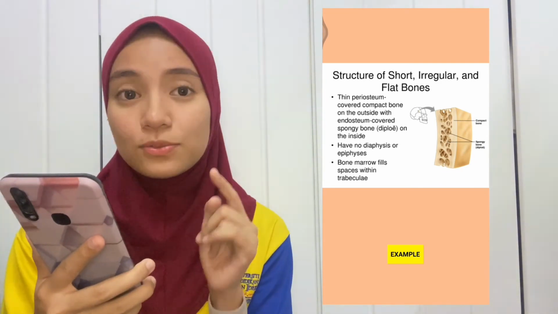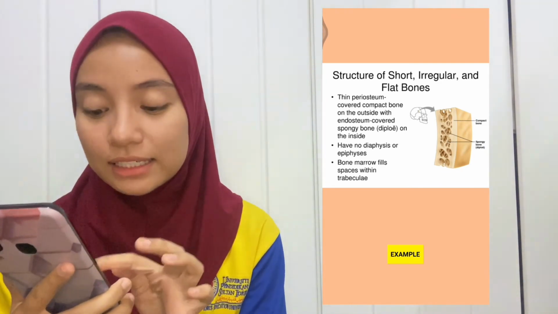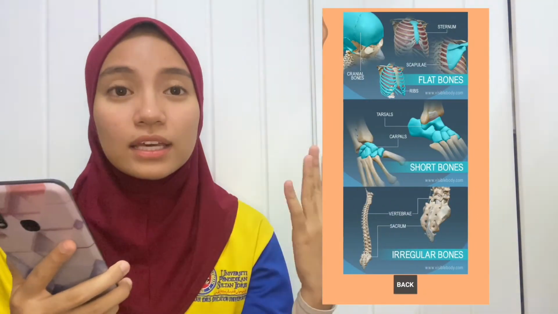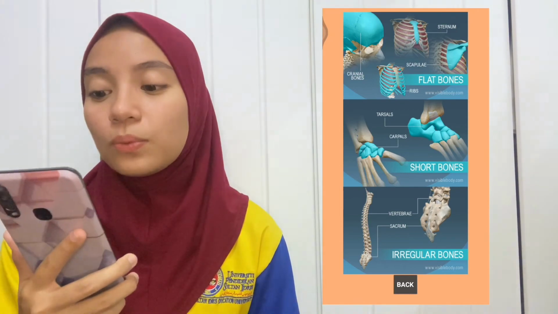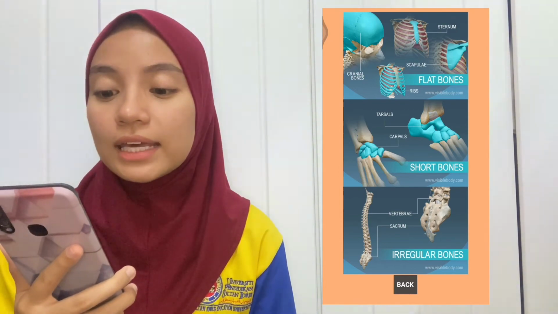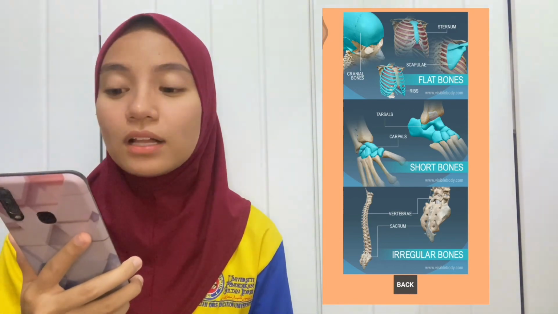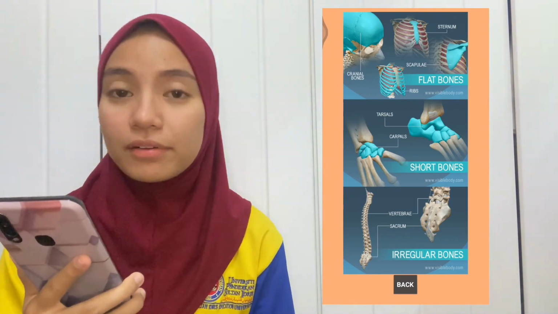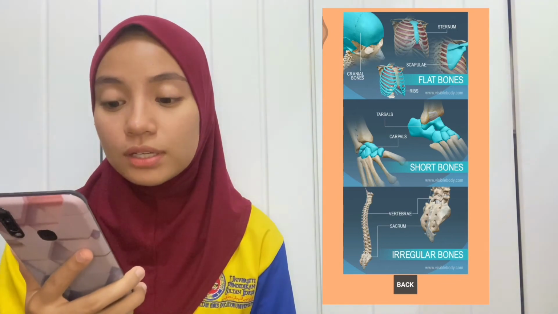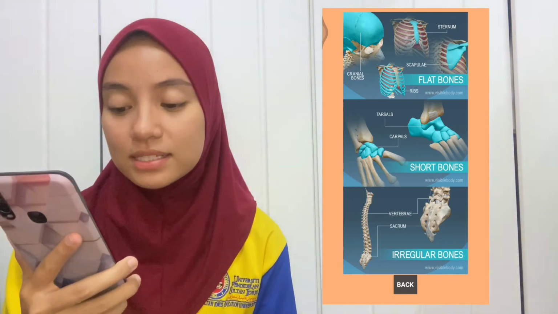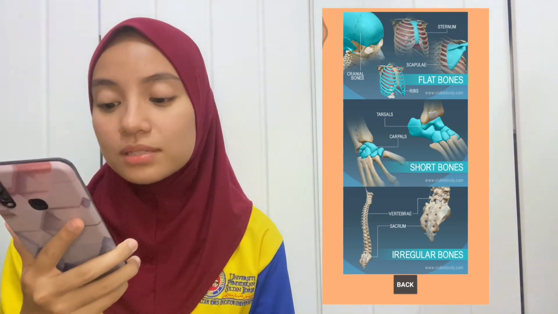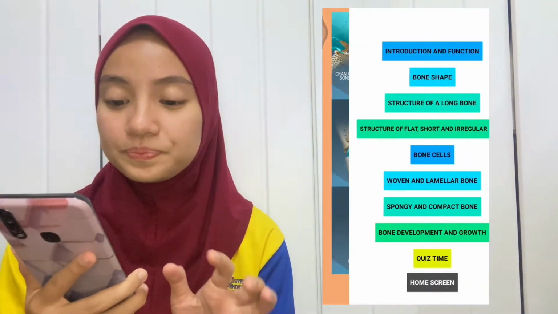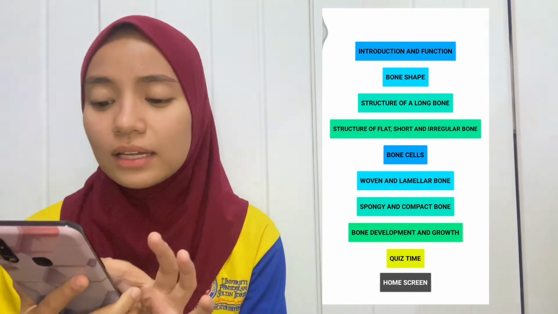Then we press the example button to see examples for each shape. So we have flat bone. Examples of flat bone are cranial bones, scapula, sternum, and ribs. Next, short bone, which is tarsals and carpals. Irregular bones, vertebra and sacrum. So we need to press the back button again, and then we choose another content.